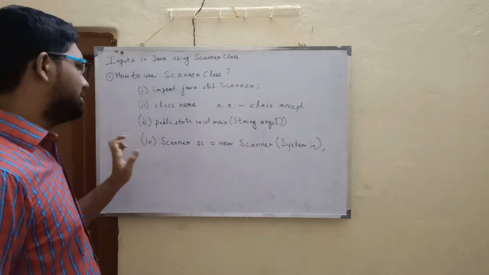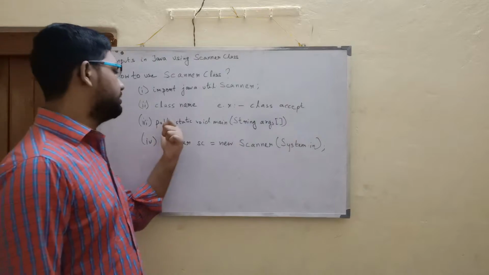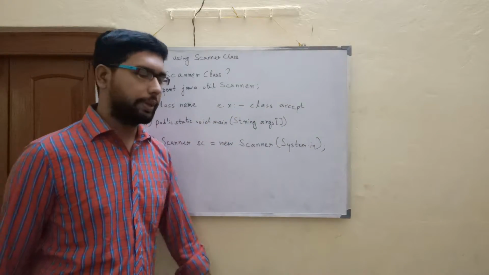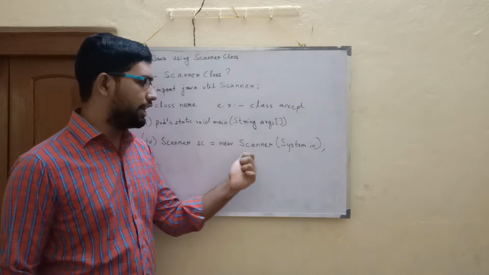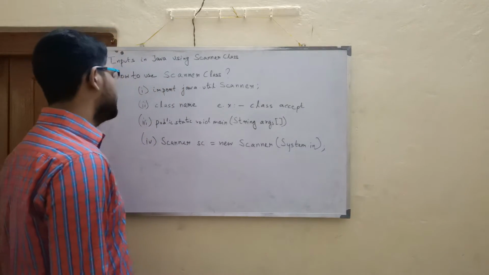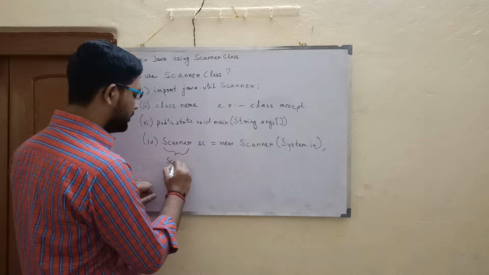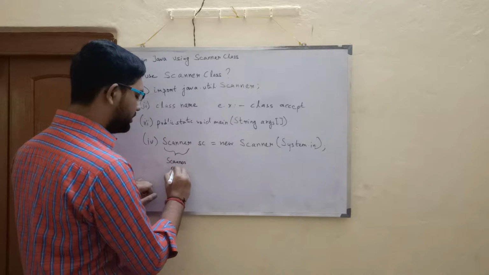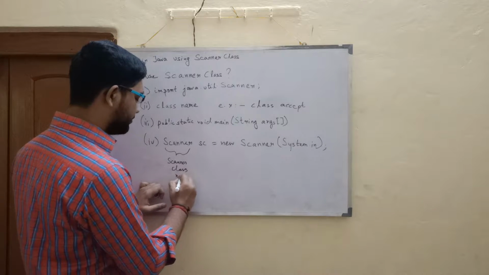Then you have to write public static void main(String args[]). I have explained each of the terms public static void main in the previous video. Now you have to write Scanner sc = new Scanner(System.in). So what is the meaning of this? This first word, Scanner, is the class name.